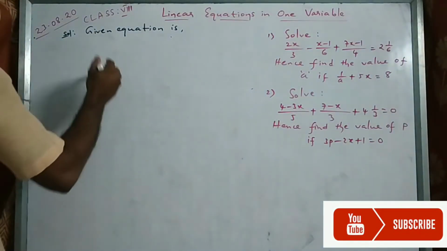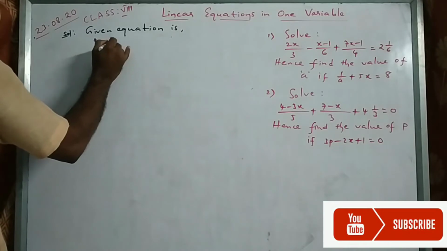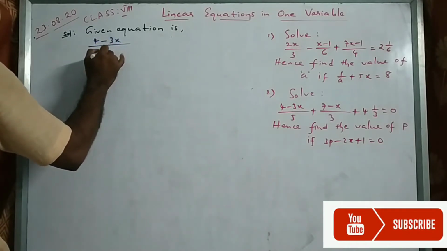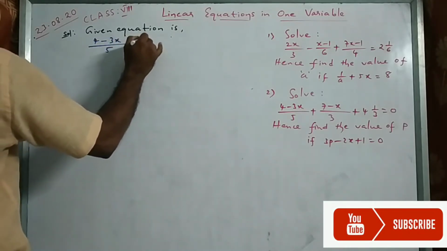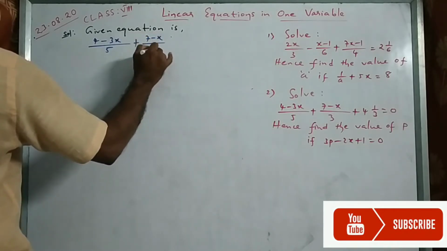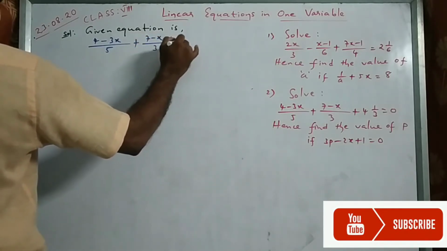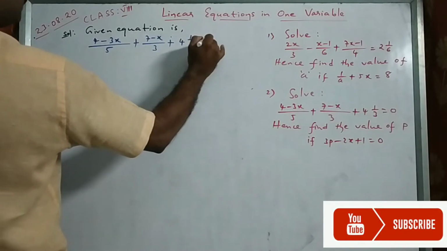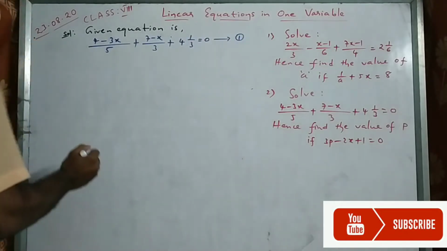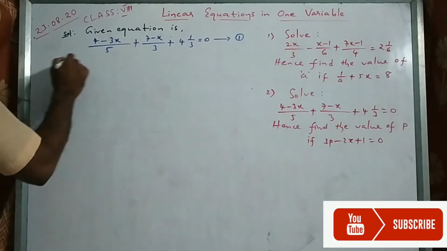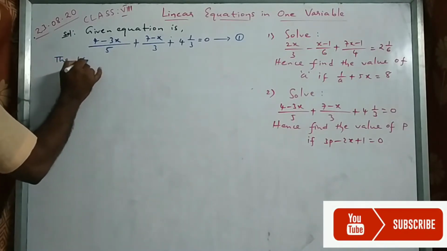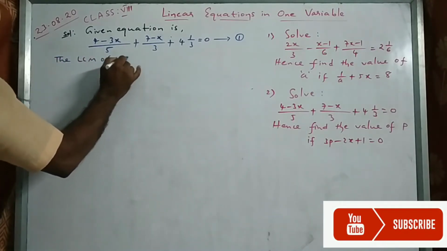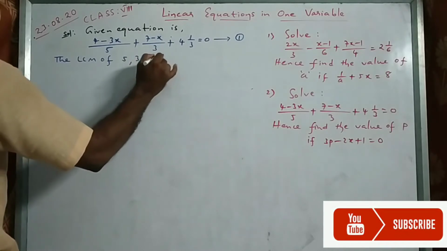What is the second equation? (4 minus 3x) upon 5 plus (7 minus x) upon 3 plus 4 1 by 3 equal to 0. Solve it. What is the LCM of denominators? The LCM of 5, 3, 3 is 15.